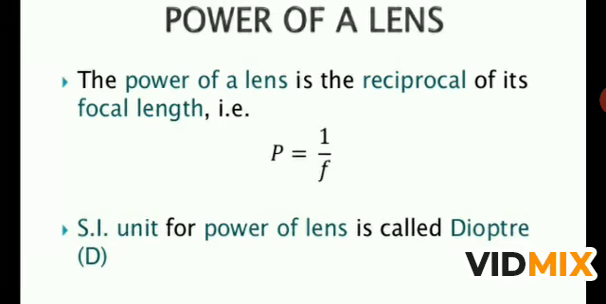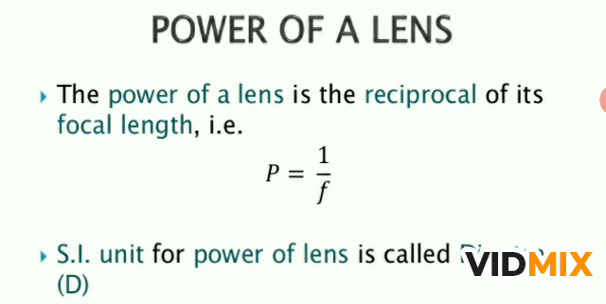Now, what is the power of a lens? The power of a lens is the reciprocal of its focal length, which means if the focal length is small, the power is more. We can also say it is the bending ability of the lens. The bending ability of light rays by the lens is called the power of the lens. How much does the lens bend the light rays?